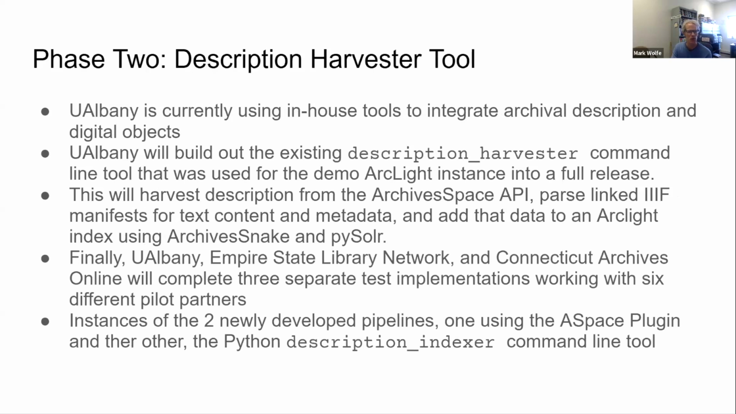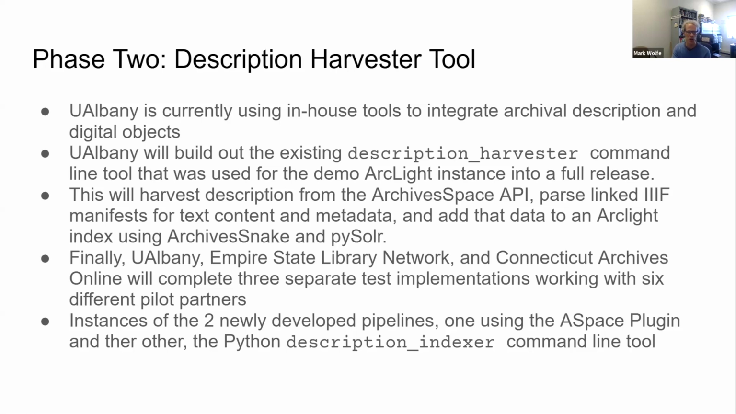Phase two, UAlbany is currently using in-house tools to integrate archival description and digital objects, hence our interest in getting grant funding to do this project. UAlbany will build out its existing description harvester command line tool that will be used for the demo ArcLight instance, and then once it goes into full release, this will harvest description from ASpace's API, parse linked IIIF manifests for text content and metadata, and add that data into the ArcLight index using ArchivesSnake and PySolr.